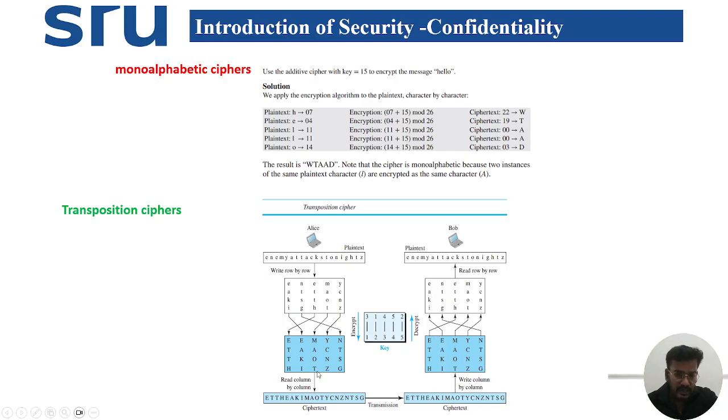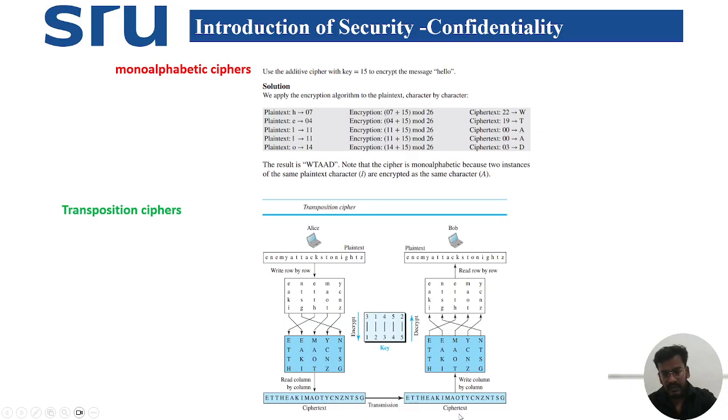Here you can see we read column by column, 1, 2, 3, and each column is written row-wise, like E T T H. So each column is written as a row. Once the ciphertext is produced, it is transmitted to the receiver side.